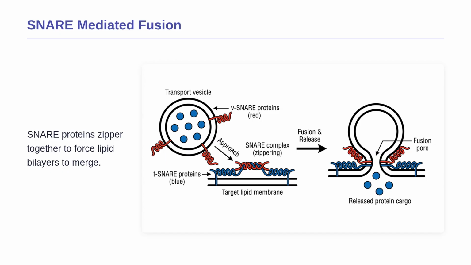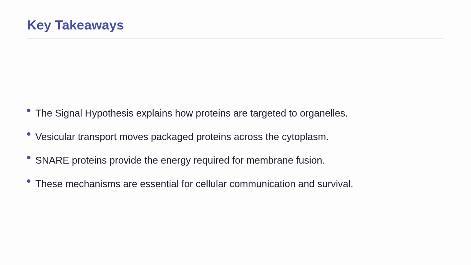We have covered the full journey of a protein today. So let us review the most important ideas. First, the signal hypothesis explains how built-in amino acid zip codes and the signal recognition particle direct proteins to the endoplasmic reticulum. Second, vesicular transport acts as the cell's microscopic delivery system, moving these packaged proteins between organelles.